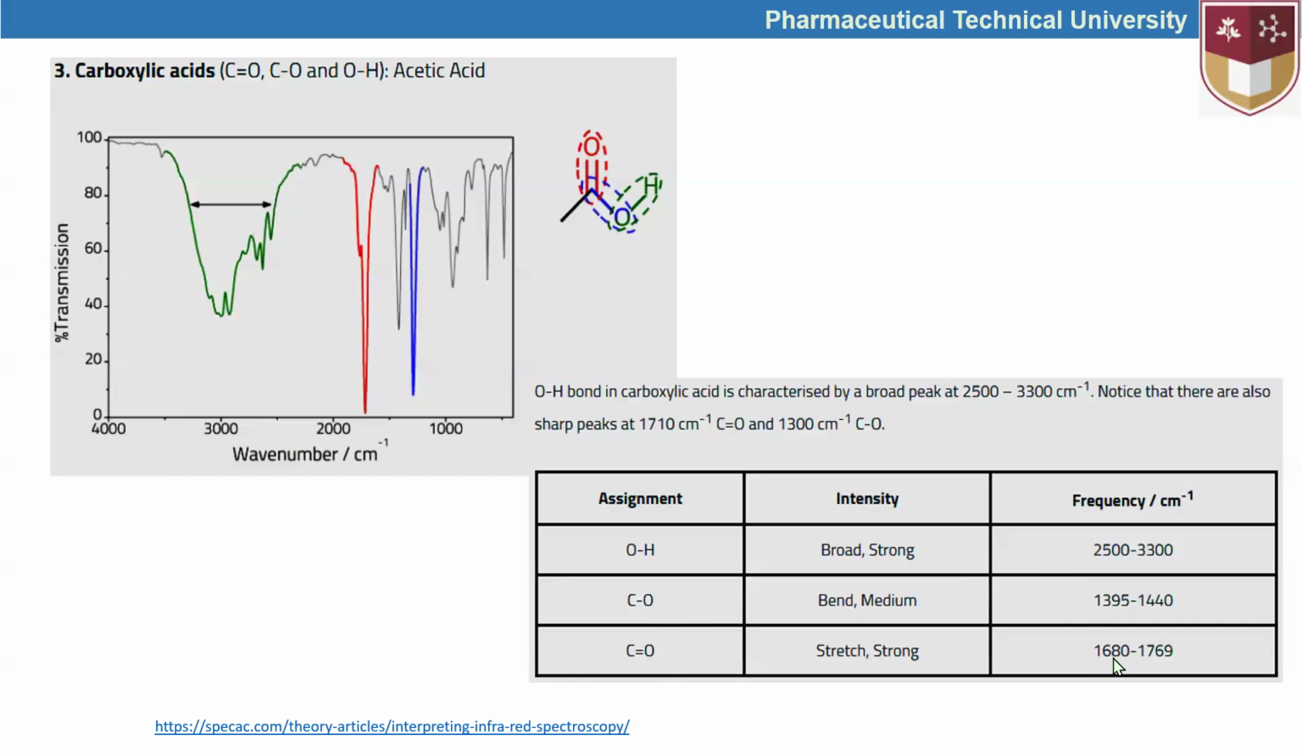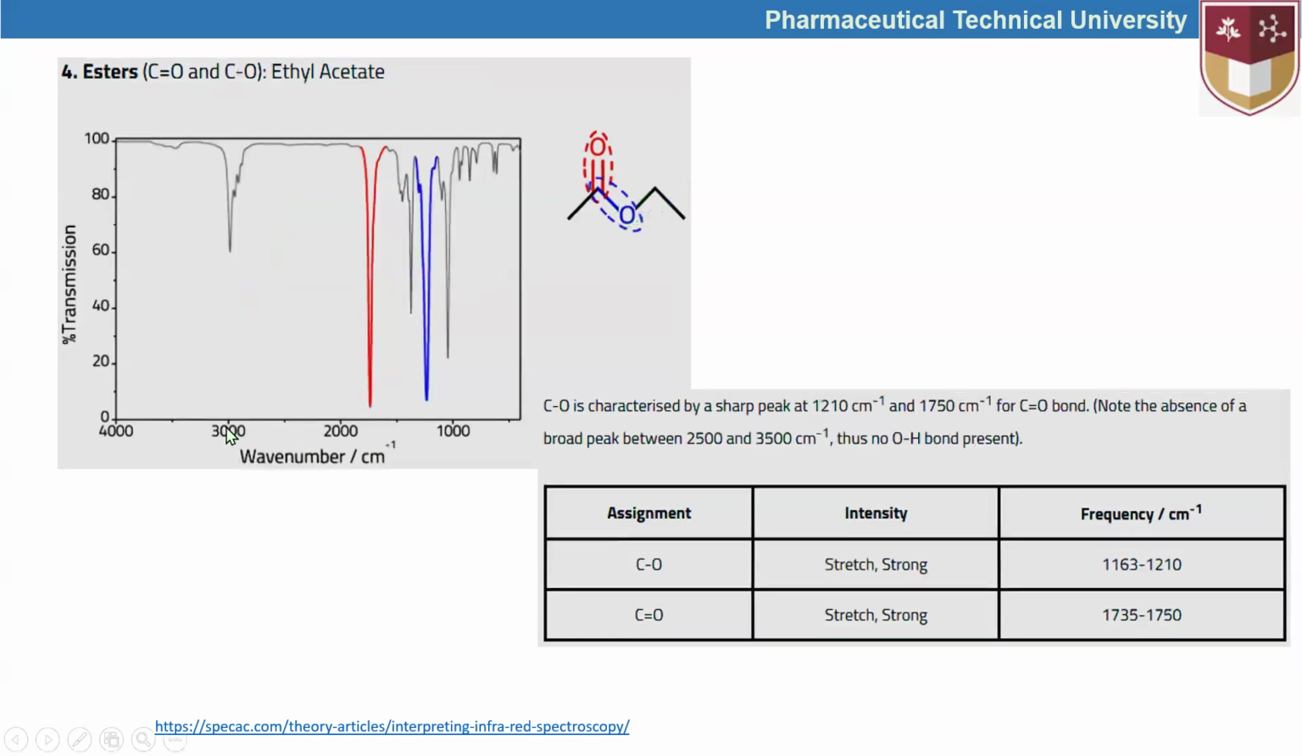In this table we can see the frequency, for example, for the carbonyl bond ranging from 1680 to 1769, somewhere here. Okay, and I would like you to pay attention to this oxygen-hydrogen bond, which disappears in the next sample here.